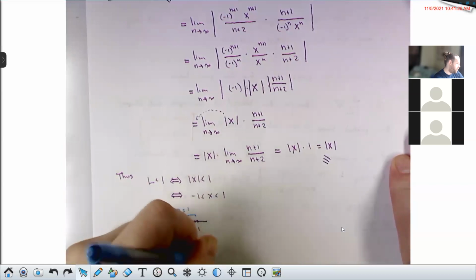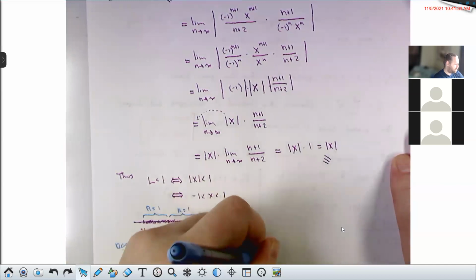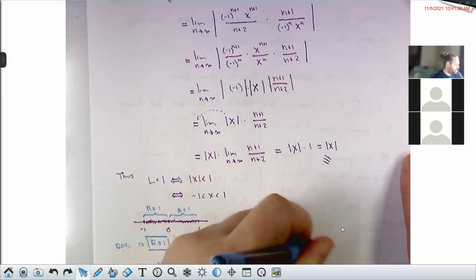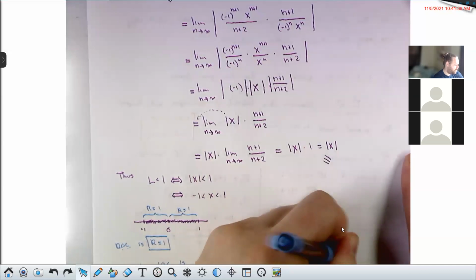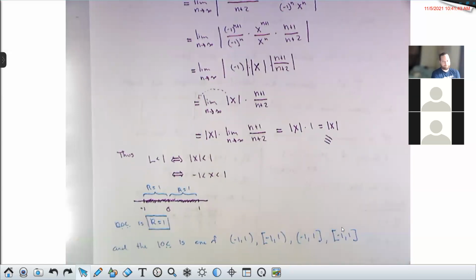I know it's one of the following. Open -1 to 1, left closed, right open, -1 to 1, left open, right closed, -1 to 1, or the fully closed interval -1 to 1. And it's on us to figure out which one of these, right? What is the topology of the interval of convergence? We don't know that yet. We know it's an interval centered at 0 with radius 1, which means it could be any of these.